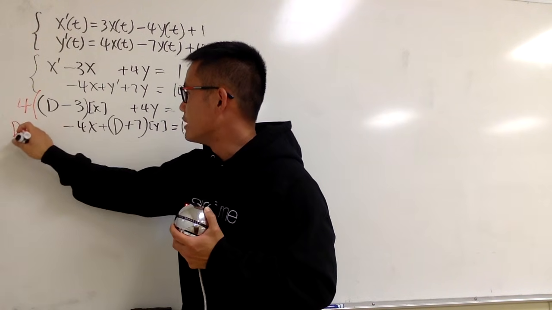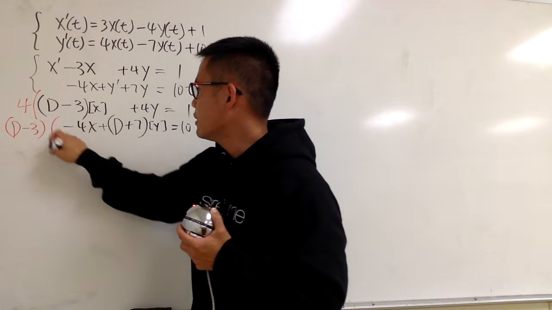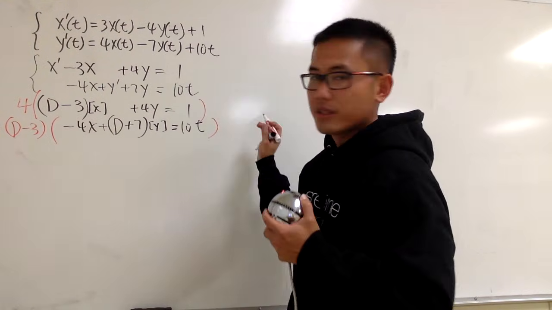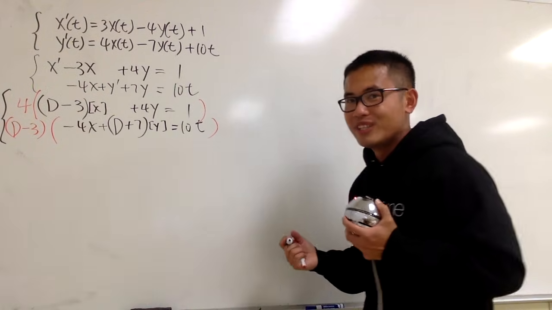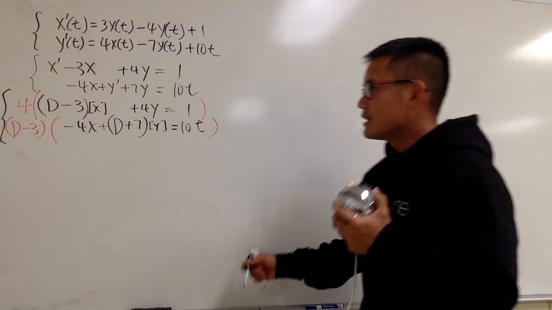I need to multiply this by d minus 3. Okay? Throughout this second equation. And once again, we are trying to work with these two together. All right, now let's see what we have.